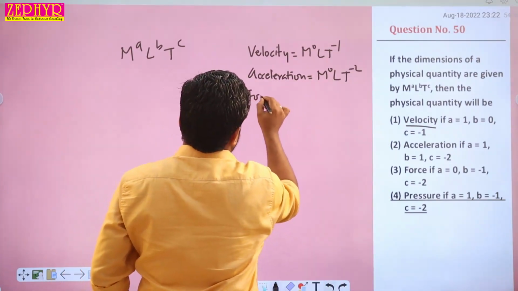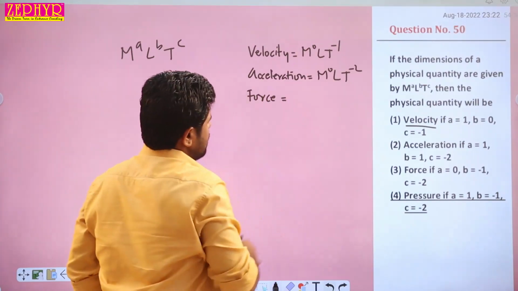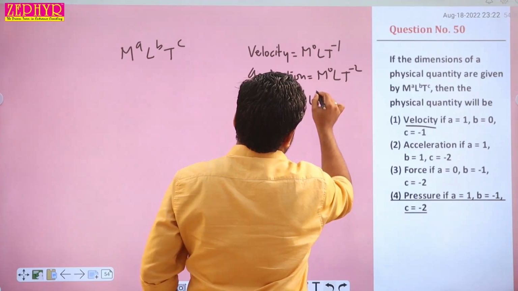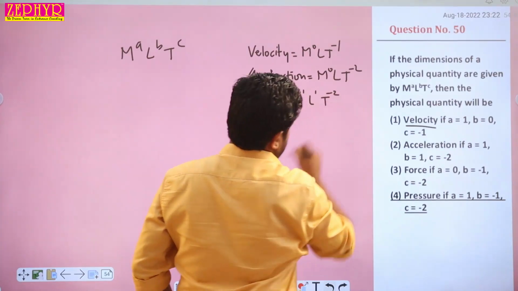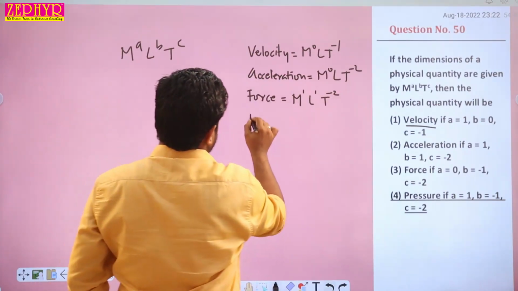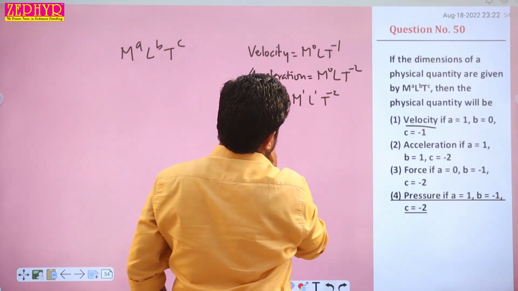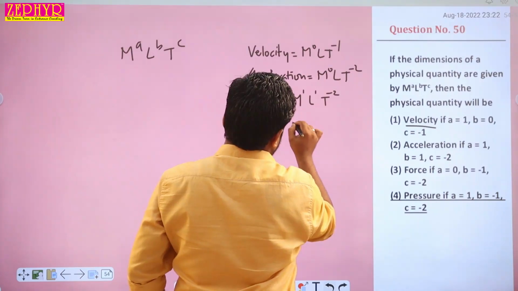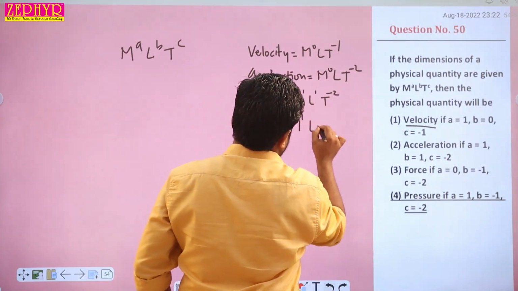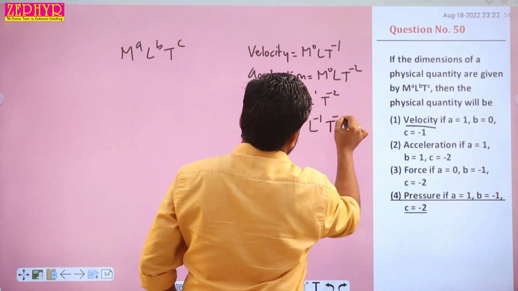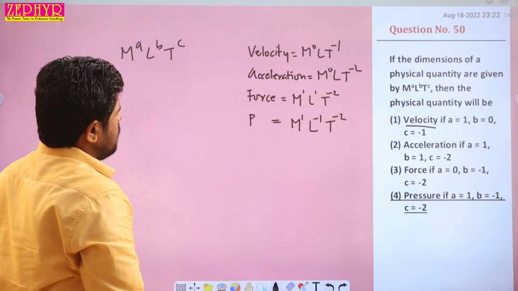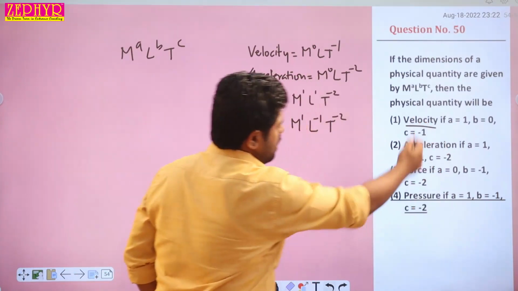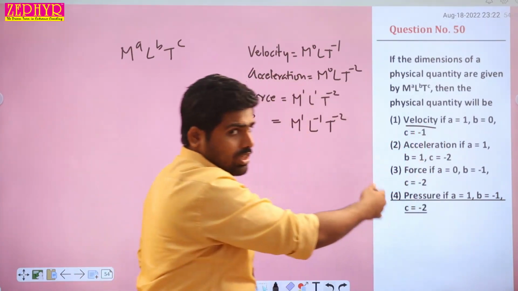Force has the dimension M raised to 1, L raised to 1, T raised to -2. And pressure P is force by area, which means it is M raised to 1, L raised to -1, T raised to -2. So you just verify or check the options.